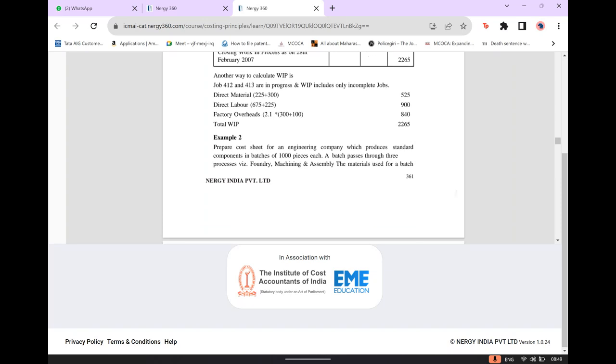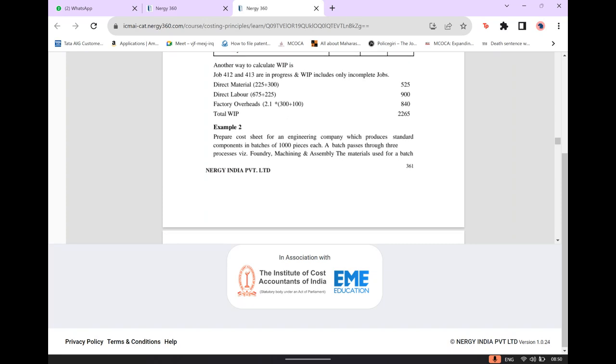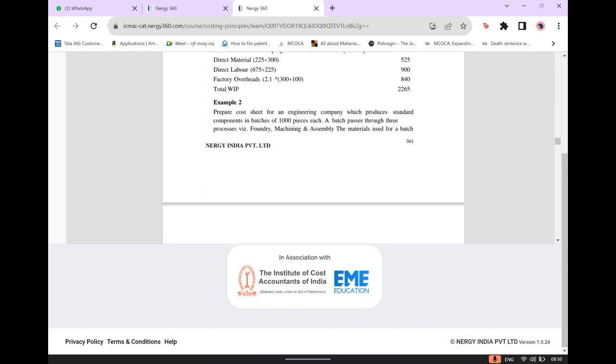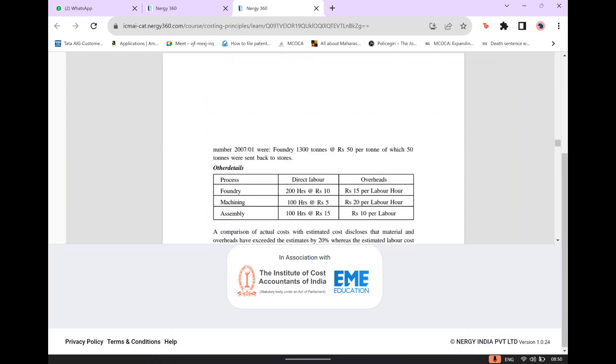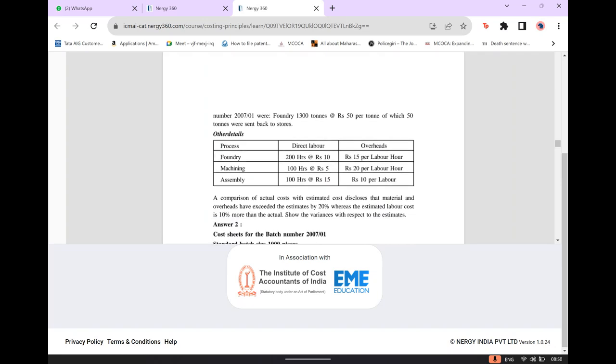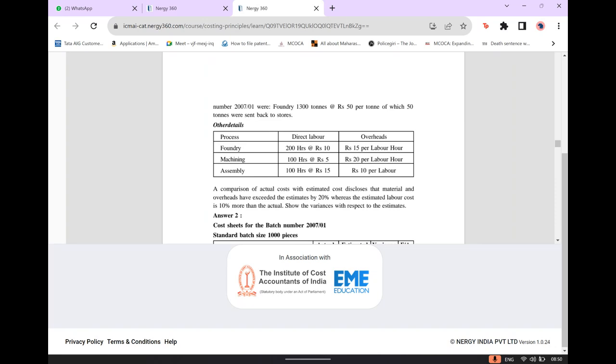Next, prepare a cost sheet for an engineering company which produces standard components in batches of 1,000 pieces. A batch passes through three processes, that is foundry, machining, and assembly. The material used for batch number 2007, foundry 1,300 at 50 rupees per ton, of which 50 per ton were sent back to the stores. They've given foundry, direct labor and overheads, machining also direct labor and overheads, and assembling also direct labor and overheads.